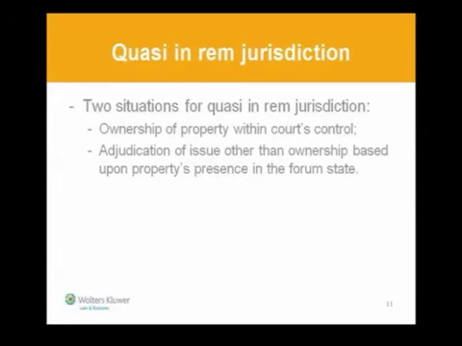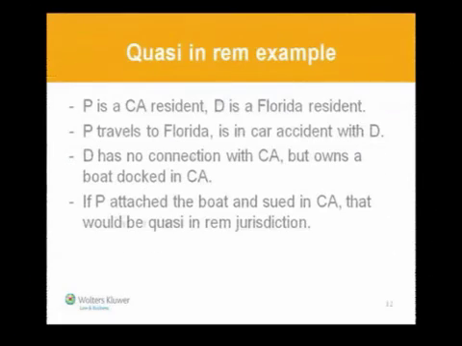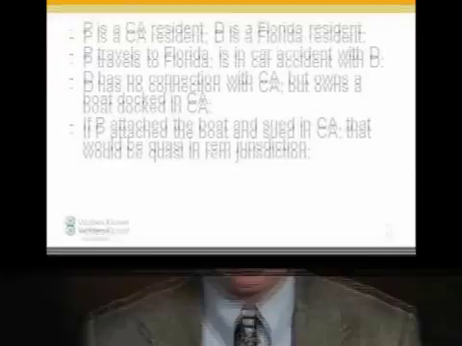This is a bit trickier, so let's imagine an example. Plaintiff, a California resident, travels to Florida, gets into a car accident, and has a negligence claim against defendant for the auto accident that occurred in Florida. Defendant is a Florida resident, but owns a boat docked in California. If plaintiff attached the boat and attempted to sue in California using the presence of defendant's property to justify the lawsuit, that would be an exercise of quasi-in rem jurisdiction.